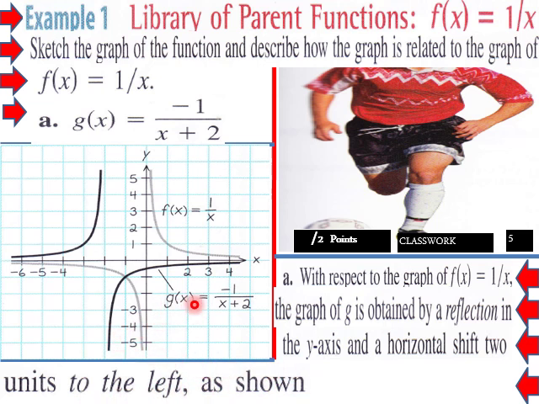So right here is g of x equals negative 1 over x plus 2.